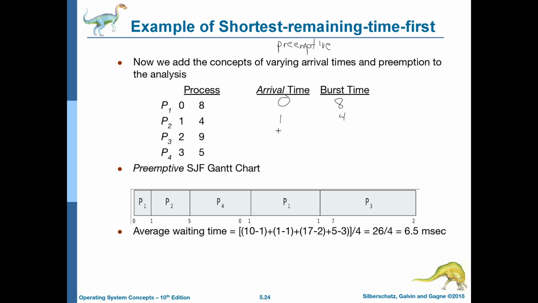Then we have the arrival time of process 3 at 2. It has a burst time of 9. Process 4 arrives at 3 and has a burst time of 5.